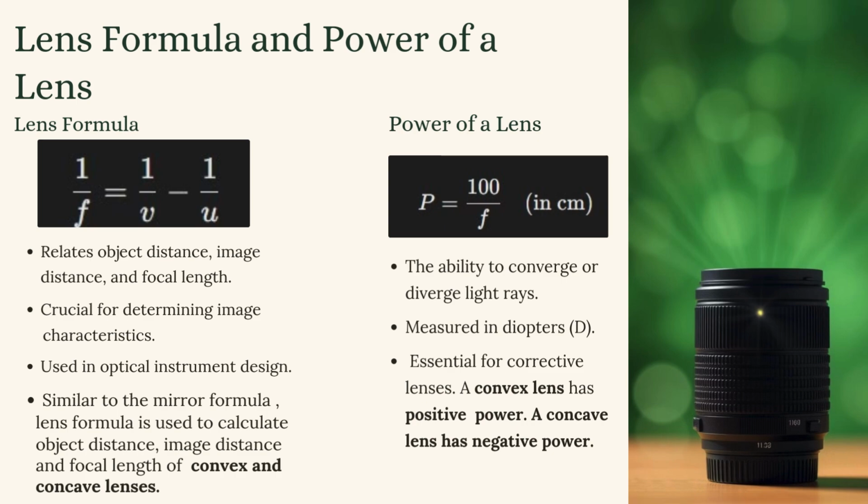Power of a lens is the ability to converge or diverge light rays. It is measured in diopter. It is essential for eye vision corrective lenses. Convex lens has positive power and concave lens has negative power.